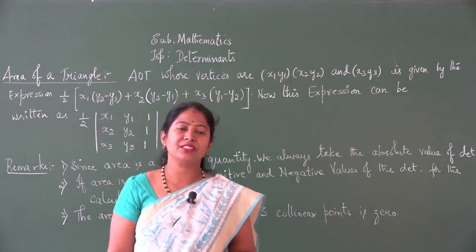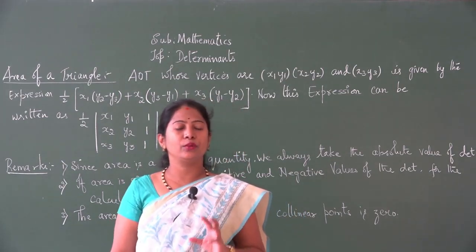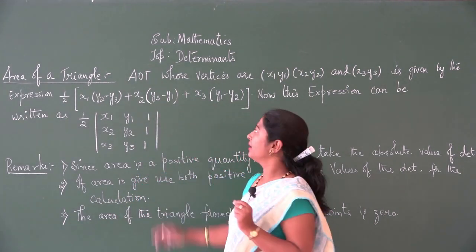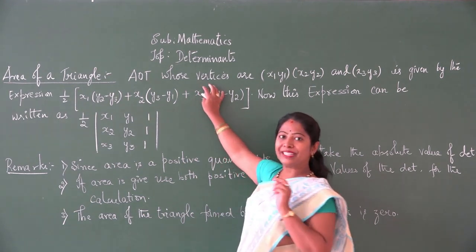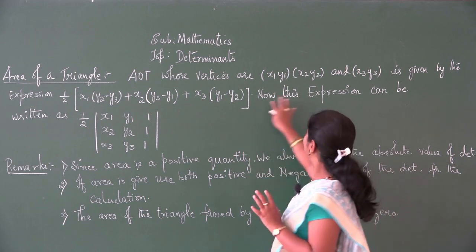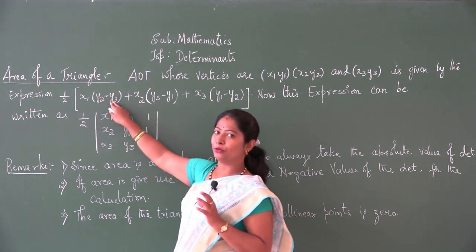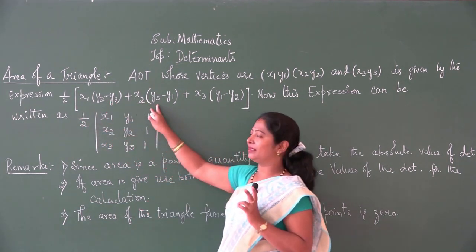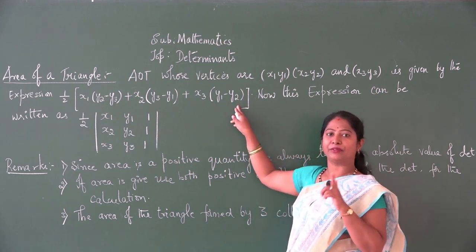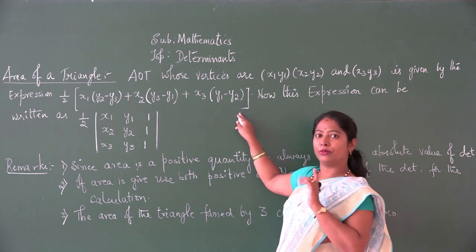In the previous two sessions we had solved many problems based on properties of determinant. So in today's session we shall move on to the next topic, that is area of a triangle. Now area of a triangle whose vertices are x1, y1, x2, y2, x3, y3 is given by the expression half into x1 into y2 minus y3 plus x2 into y3 minus y1 plus x3 into y1 minus y2. That is the cyclic order of the coordinates.